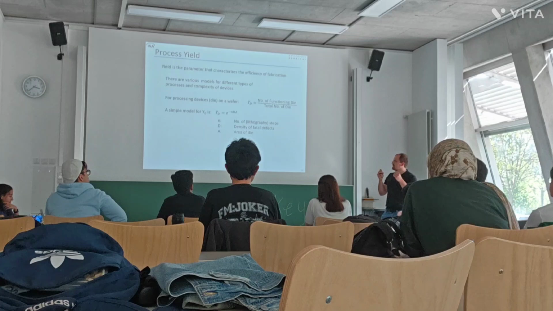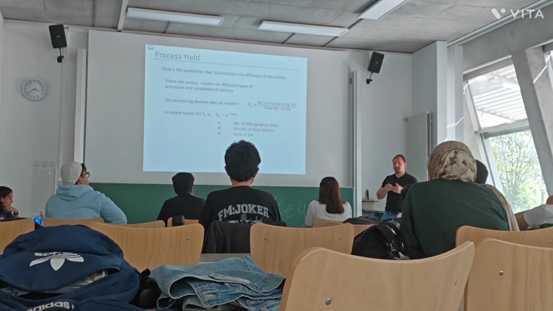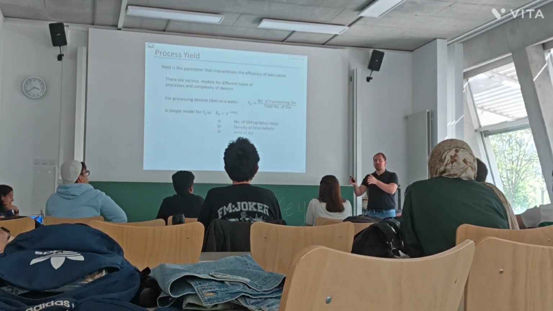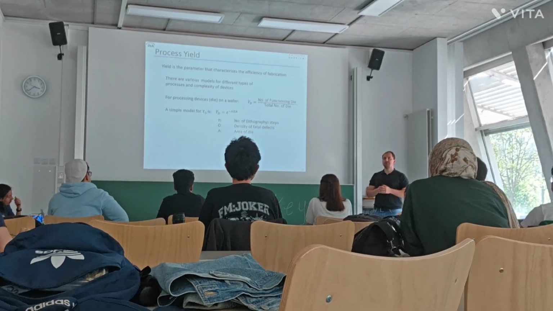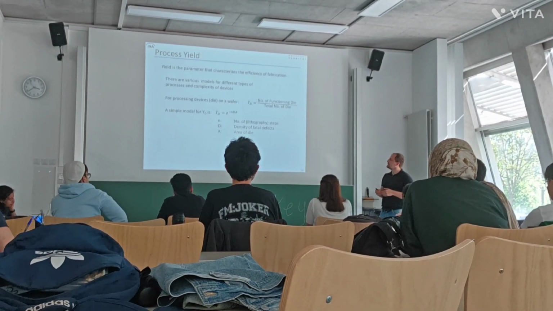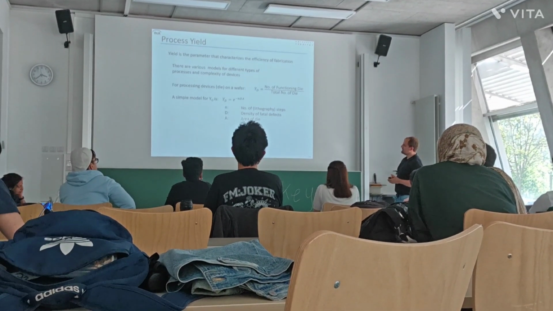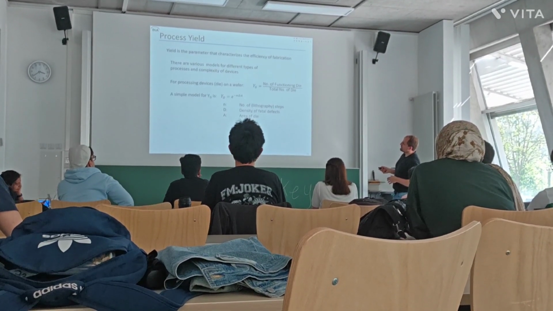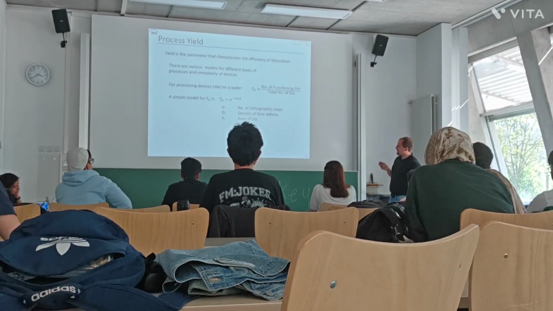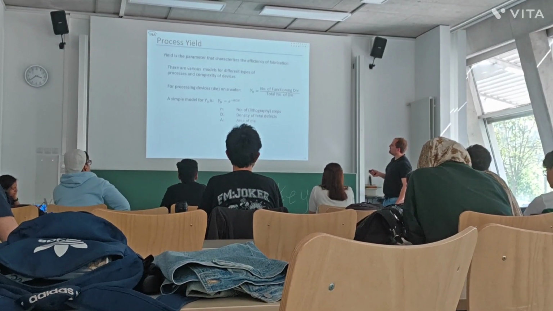But it works differently in industry. If your process yield is extremely low and you have the same fabrication cost, then your efficiency is too low to make the device price affordable on the later market. So when we think now about a simple model for the process yield, we can calculate with, for instance, this equation. And this is an example where we only take into consideration our lithography steps.